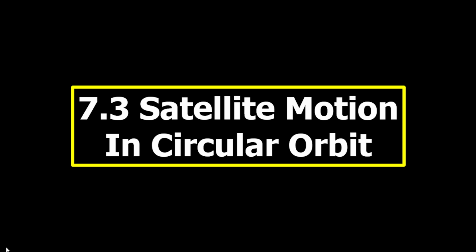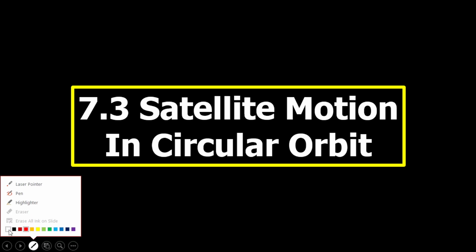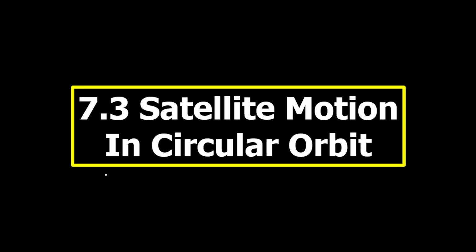Good day, everyone. In this video, I want to talk about 7.3 satellite motion in circular orbit. In this part of the chapter, we talk about three things. Number one, the escape velocity. Number two, the velocity of a satellite orbiting a planet or a bigger mass body. And the last one would be the period in which that satellite orbits. So let's look at the first one, which is the escape velocity.